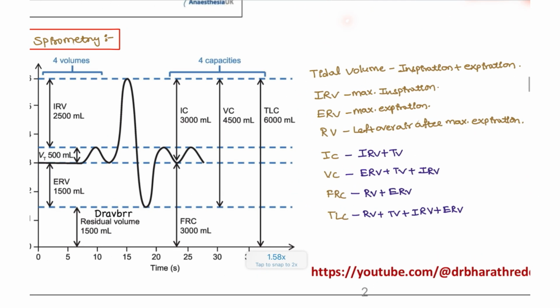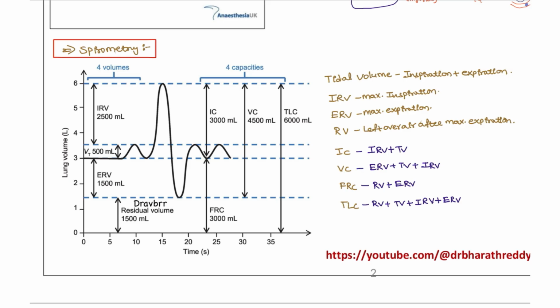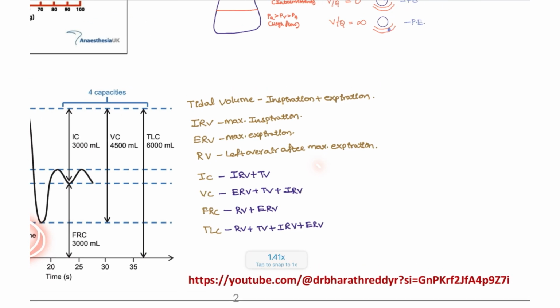Next is spirometry. Coming to spirometry, here you can see the spirometry graph. This is the tidal volume, inspiratory reserve volume, and expiratory reserve volume, and coming back to normal. And this is the residual volume, whatever is left in the lungs even after maximum expiration. So what is the importance of the residual volume? Again, it prevents the collapsing of the lungs.